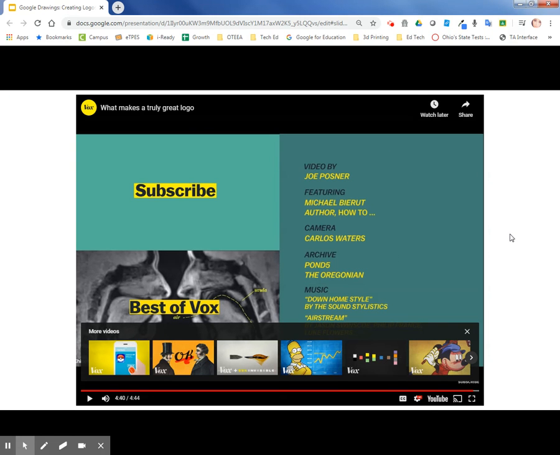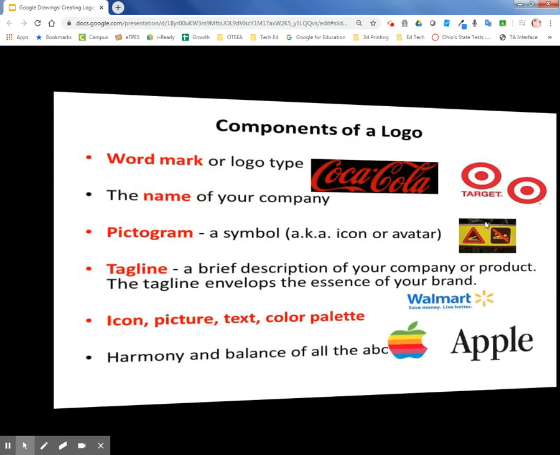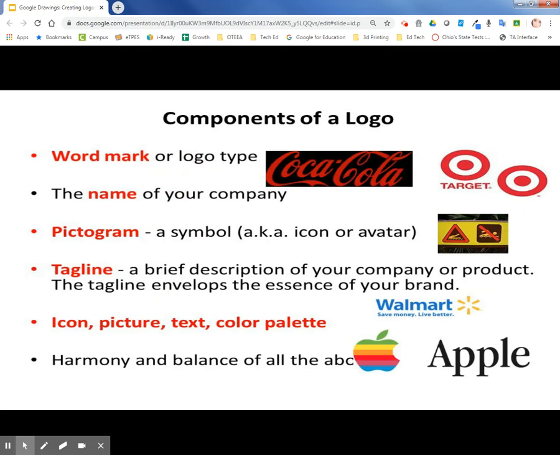Okay, hopefully that gives you some insight into logos and so forth, right? So components of a logo, as in the video, talked about word mark or company type, name of the company, a pictogram, picture, whatever, a tagline, brief description, icon, picture, text, and color palette matter. You must find harmony and balance in all the ABCs.